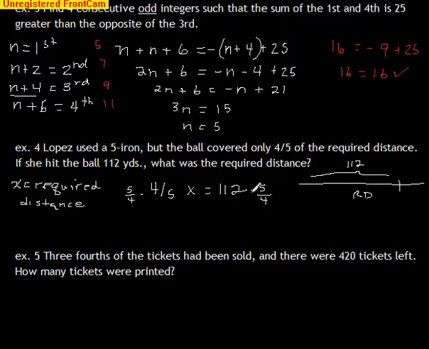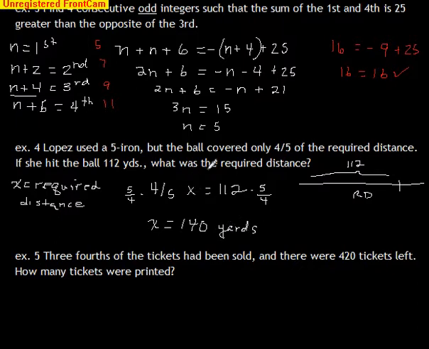And I do not have my calculator with me. So we would take 4 and 112 and take it times 5, and we get the required distance equals 140. And it would be yards. You have to have units if there's units in your problem.